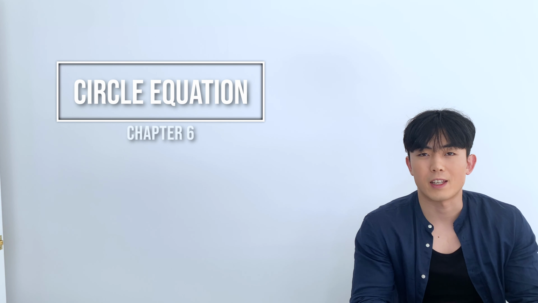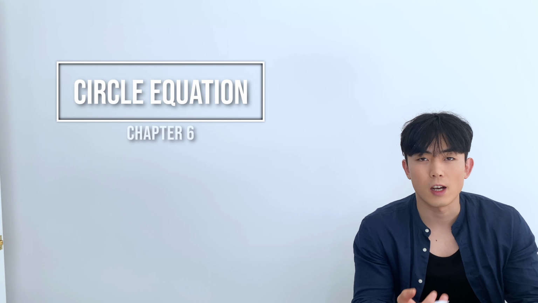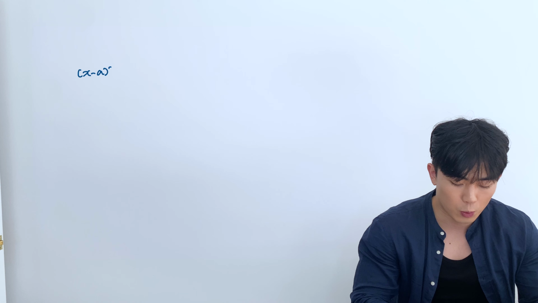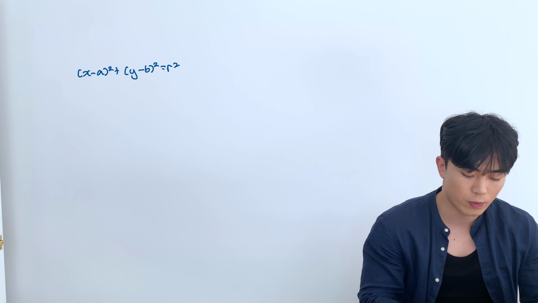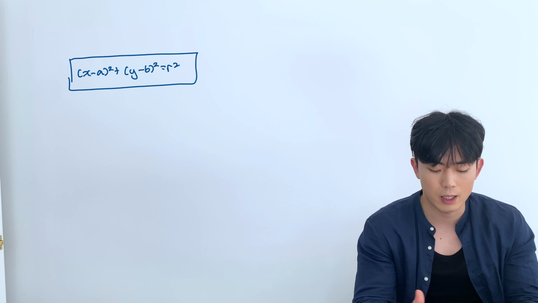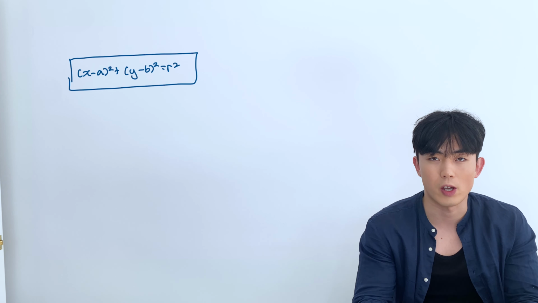So once you've looked at straight line equations, we're now going to be looking at circle equations. The very basic form of a circle equation is (x - a)² + (y - b)² = r². Like the straight line equation, where we have the general form y = mx + c, this is the general form for a circle equation.